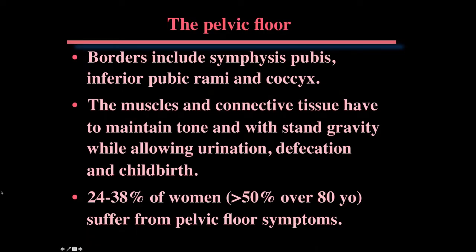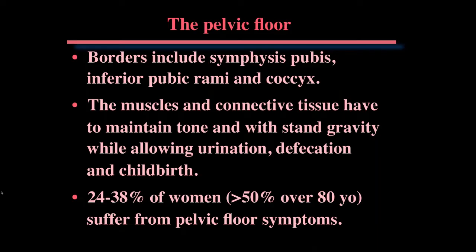Now, the pelvic floor has borders. It includes the symphysis pubis, the inferior pubic rami, and the coccyx. And that basically is what borders it. The muscles and the connective tissues have to maintain tone, otherwise everything is going to fall out. So we stand and gravity starts to pull, and we need to be able to urinate, defecate, and have childbirth, and yet when we don't want to do these things, everything remains in place. So it's actually a very dynamic and difficult area of the body.